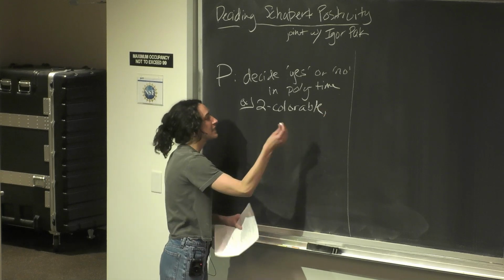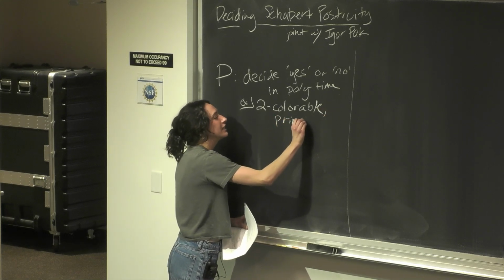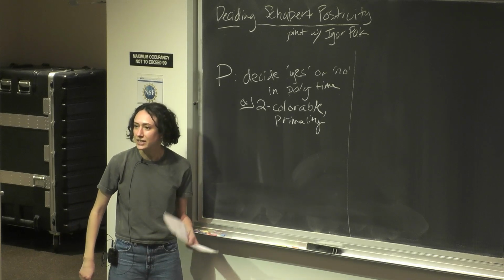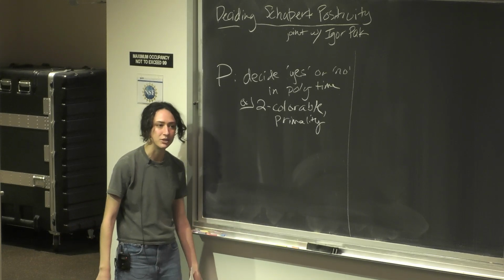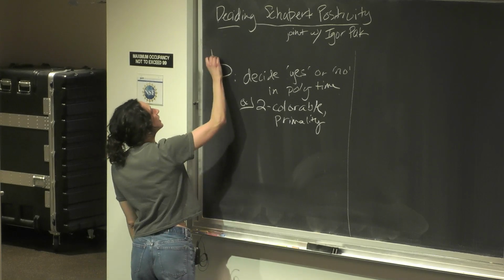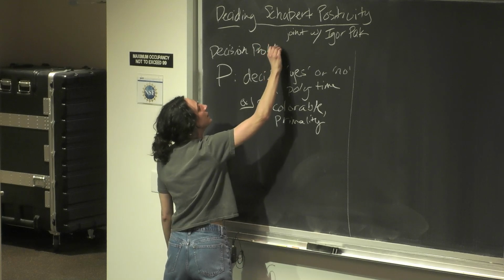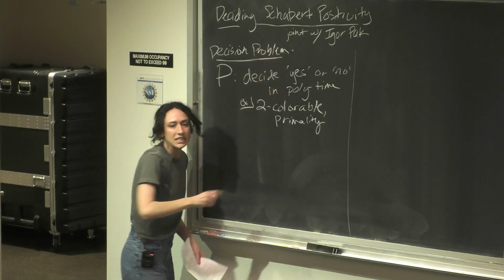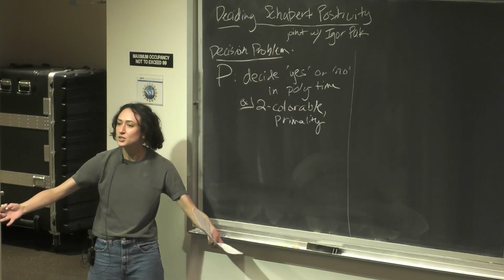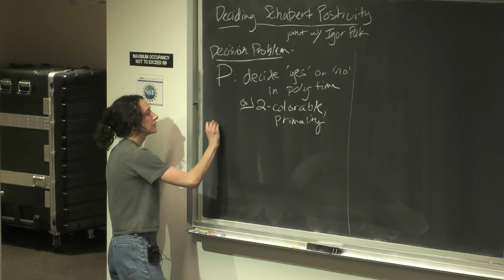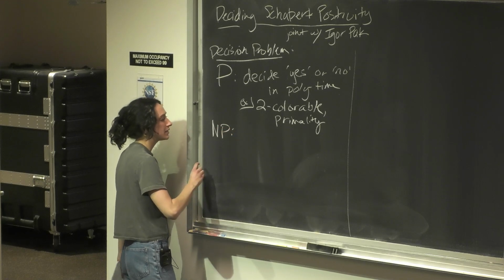Less obvious is primality, but you can actually decide if a given integer is prime in polynomial time. And this is an example of a decision problem. This is just the type of problem where the answer that I want is either yes or no. So what's one step up from that?